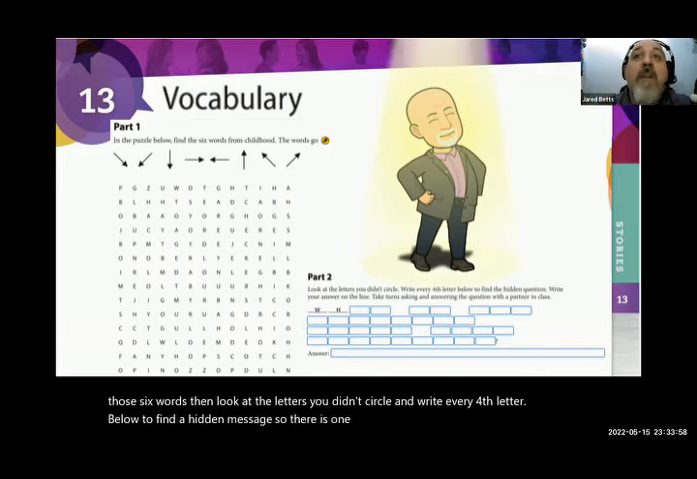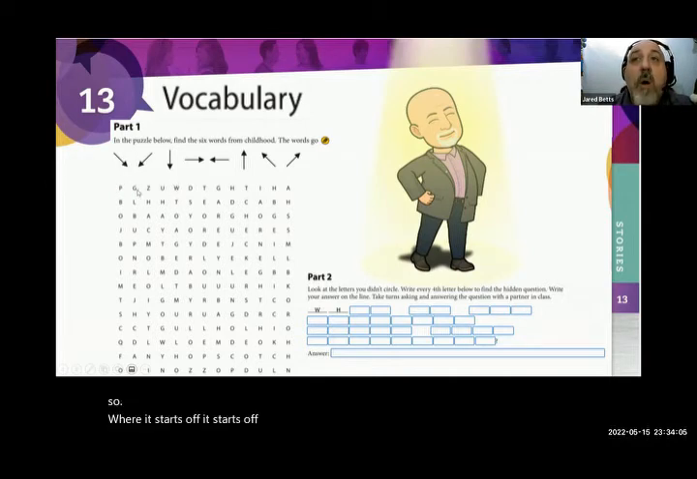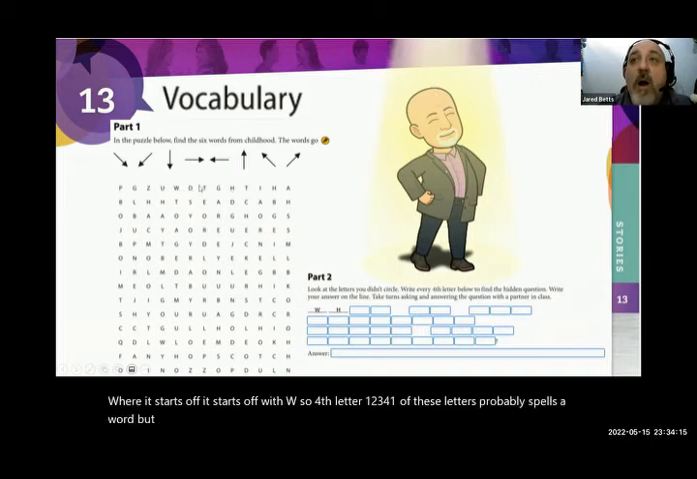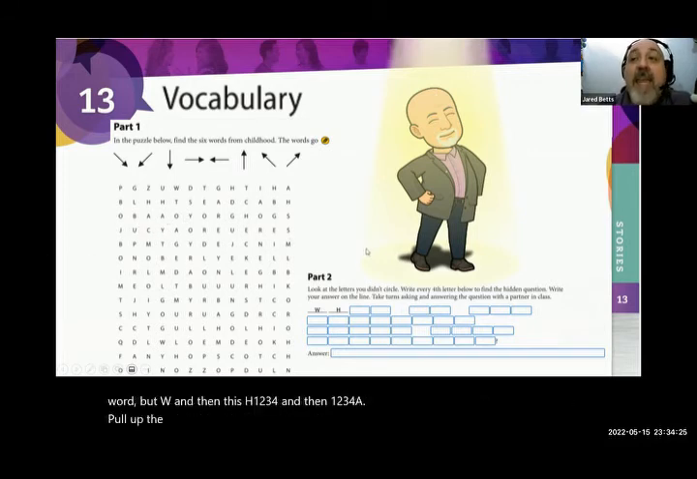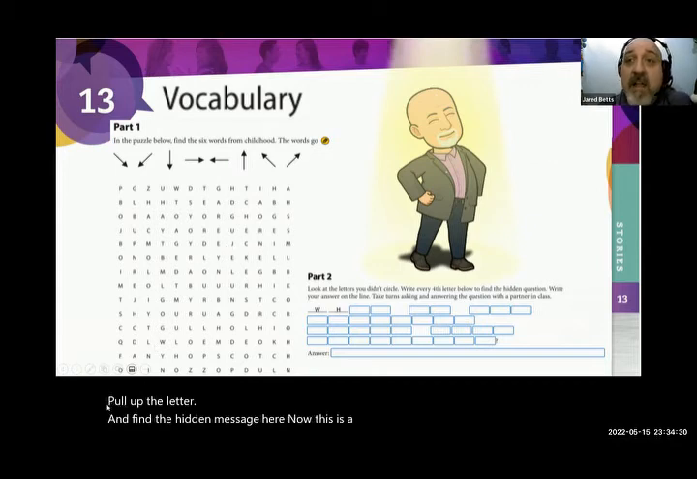So, for example, if the 4th letter, so where it starts off with W. So you know, 4th letter, 1, 2, 3, 4. One of these letters probably spells a word, but W and then this H, 1, 2, 3, 4. And then 1, 2, 3, 4. A. Pull up the letter and find the hidden message here. Now, this is a puzzle. It's a little bit of a challenge. I know you can do it.